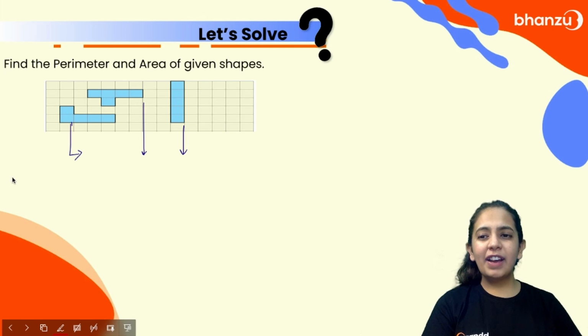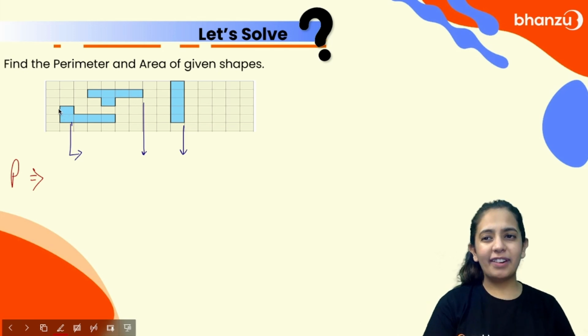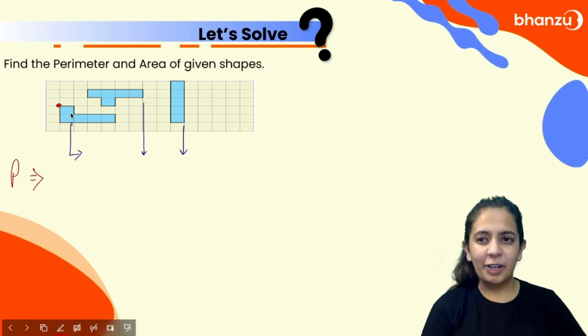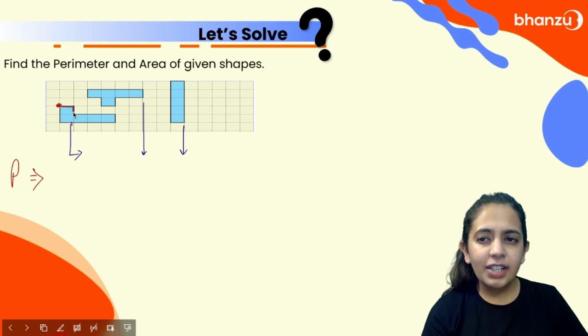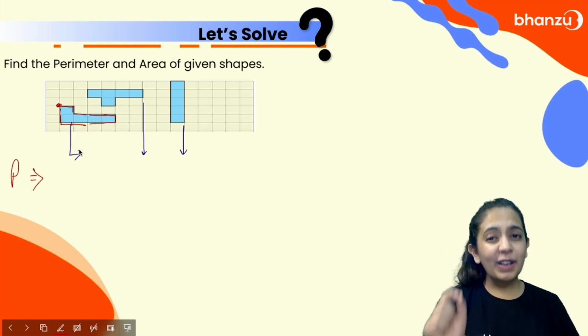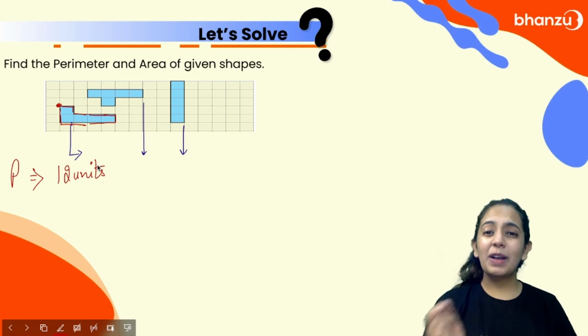Let's start by finding perimeter. So the perimeter means the total length of boundary. Let's pick any one point over here and start traveling. So if we travel, we go like 1, 2, 3, 4, 5, 6, 7, 8, 9, 10, 11, 12. Because its total length is 12 units, that's the reason its perimeter is 12 units.